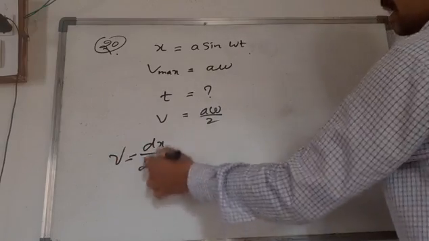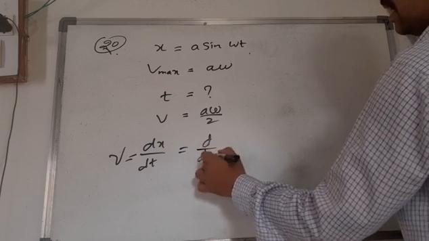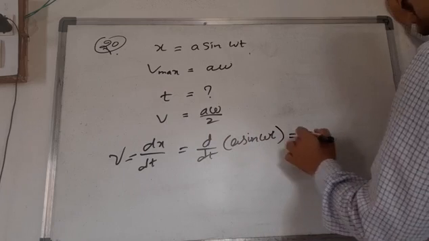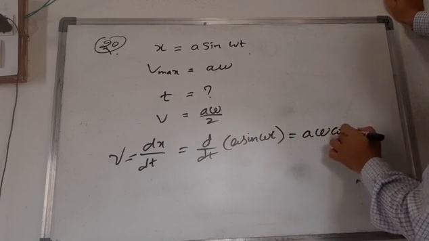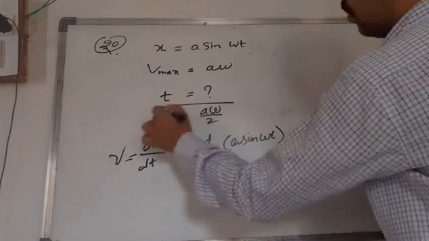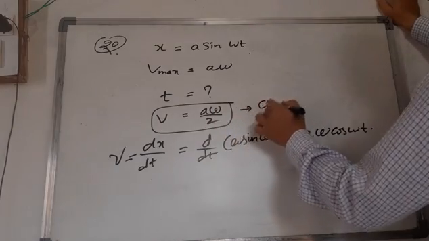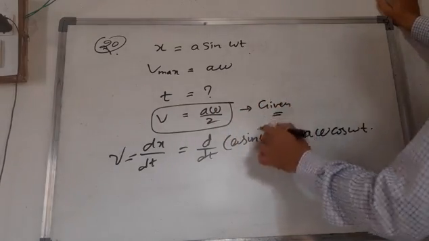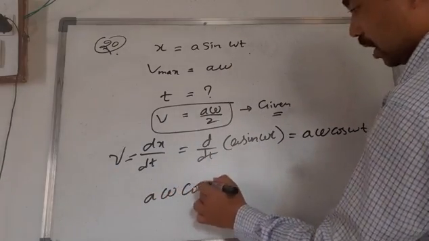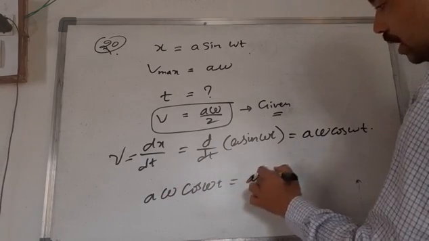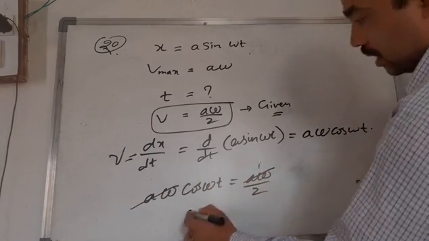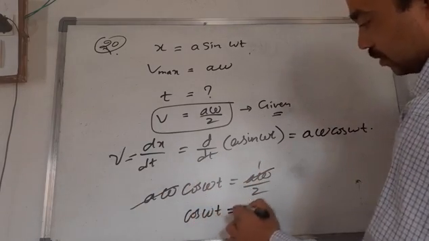V value is dx by dt, that is equal to d by dt of a sin omega t. This is equal to a omega cos omega t. So v is equal to a omega by 2 is the given condition. Based on this condition, what can we write? A omega cos omega t is equal to a omega by 2. So a omega gets cancelled, and cos omega t is equal to 1 by 2.